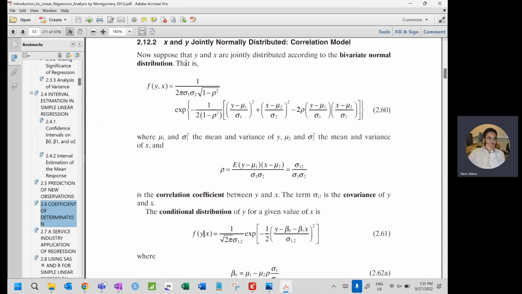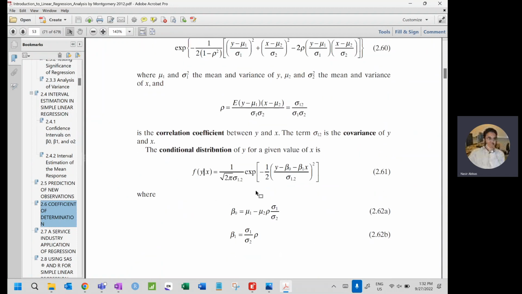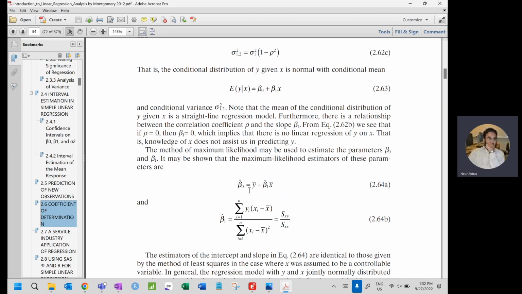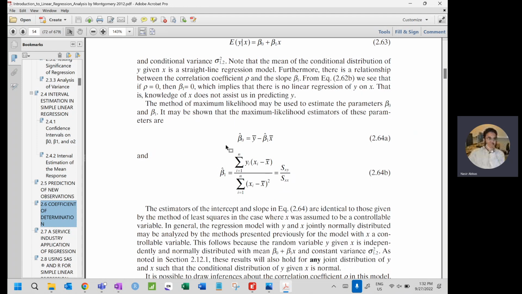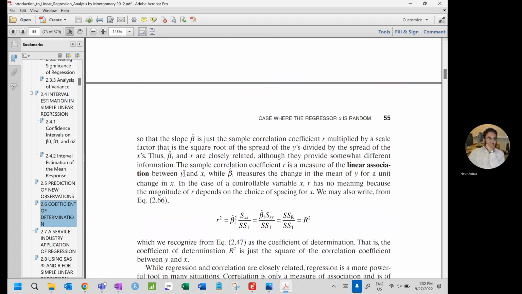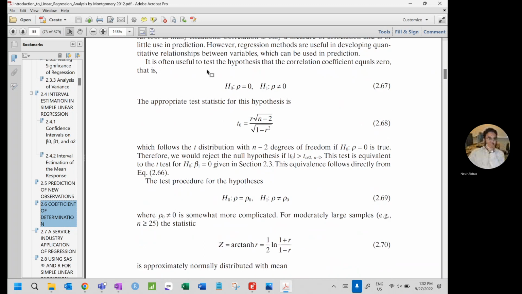If you do find time, look at this joint distribution, and by the end, you will go through the whole of this, and here are the estimates. The same that we get from OLS, the same from MLE. Okay, for testing rho equals 0 against not equals 0, this is the test statistic, and it follows a t-distribution with n-2 degrees of freedom.